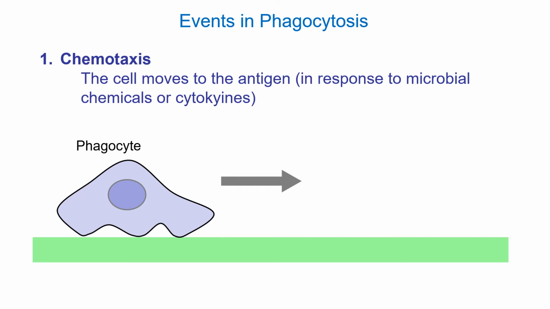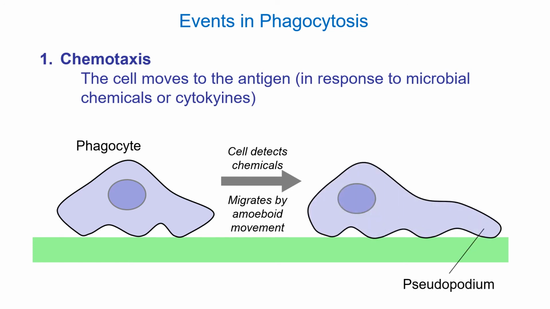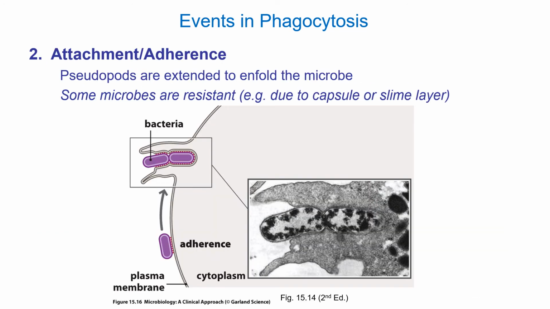So you can see here's the phagocyte, and it's crawling along, detects some sort of chemical. It moves along by amoeboid movement, which means its whole cytoplasm is going to change shape. And there it is, crawling along. These projections they make are called pseudopodium. Pseudo means fake. Podium means foot. So that's a fake foot that it's producing.